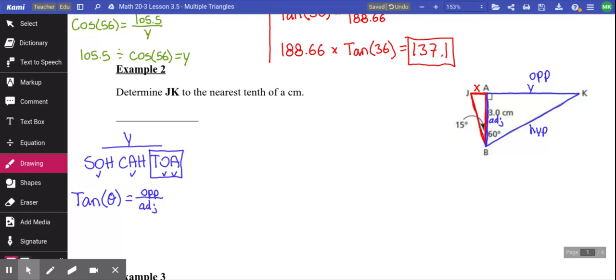Then put things into your formula. Label the triangle, pick a formula, now start using your formula. This will become tan of 60 degrees equals y over 3. It's 3.0. You can put 3.0 if you want, or you just put 3.